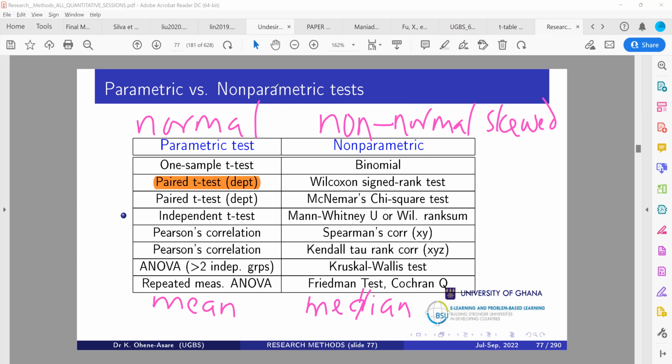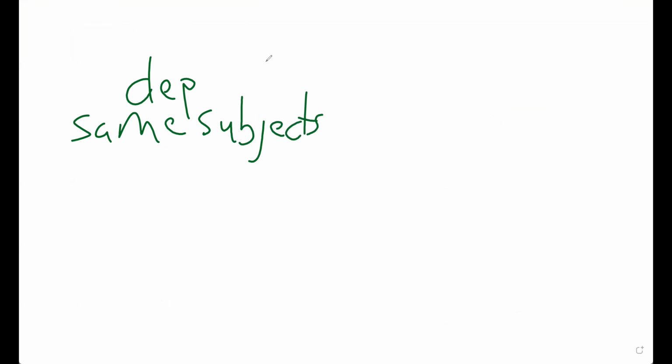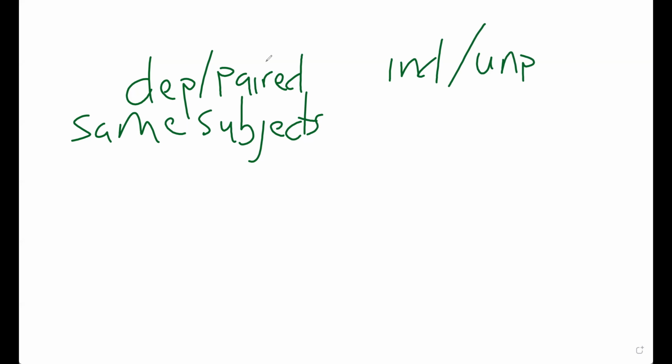A dependent sample is a sample where the subjects are the same. The subjects are the people or the companies or the cars you are dealing with. Dependent sample is also called paired sample, and therefore the test we use is called paired t-test. Independent sample is when the subjects are not the same, when the subjects are different.